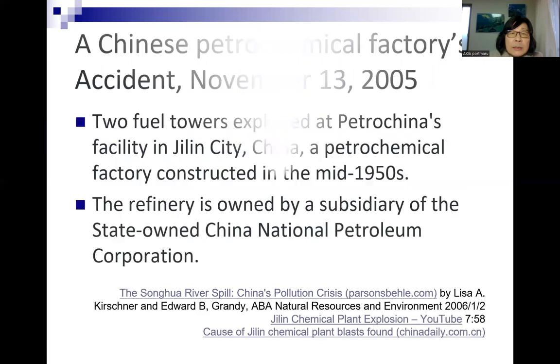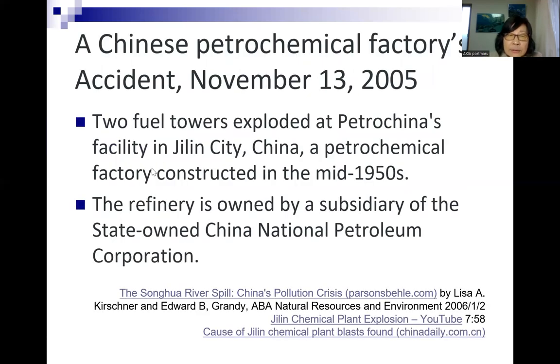And we can have a look at these videos: this Songhua River spill, China's pollution crisis. Another one is Jilin chemical plant explosion. Cause of Jilin chemical plant blasts found.